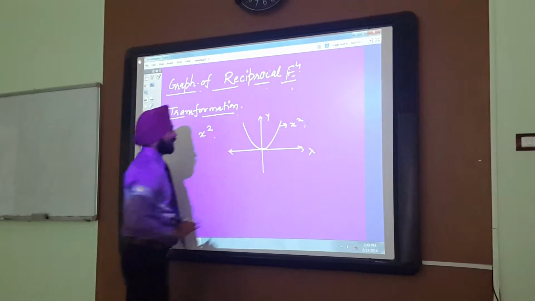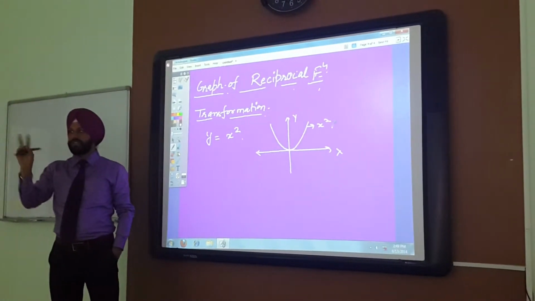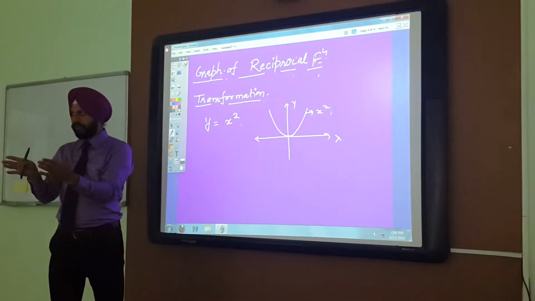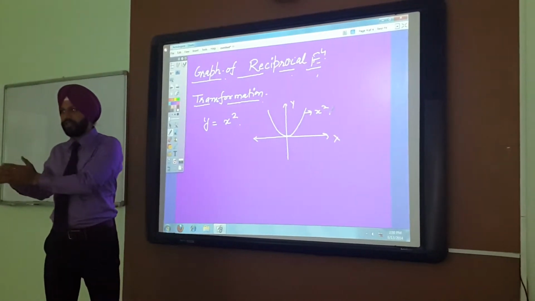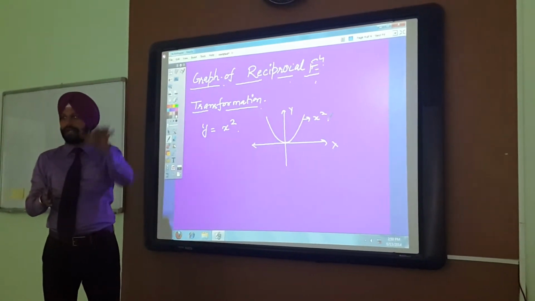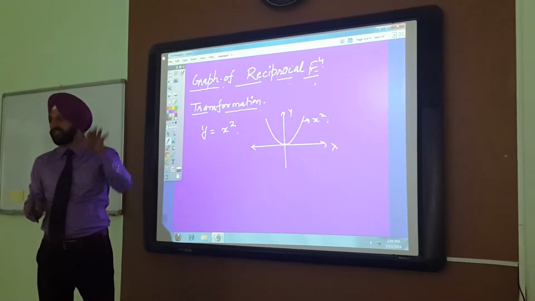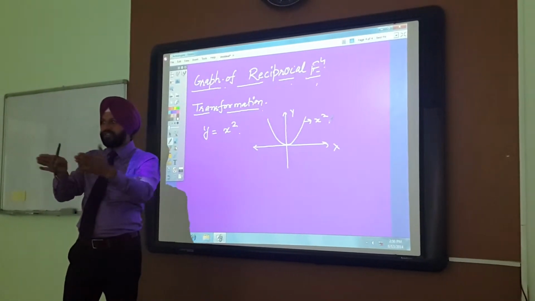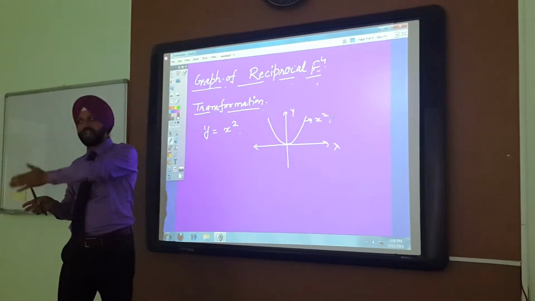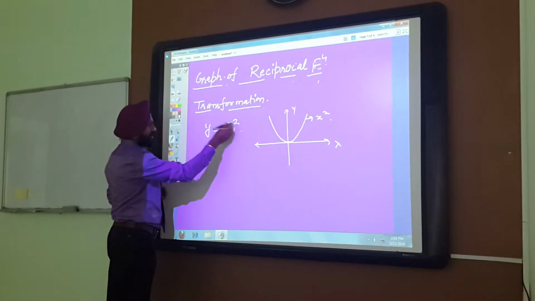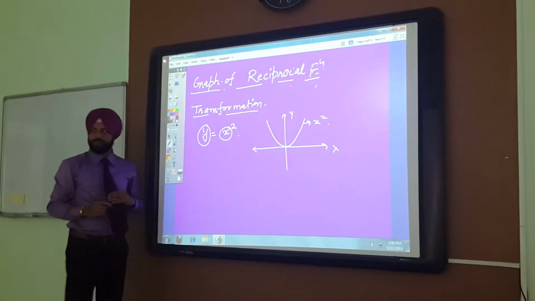Okay. Now there are two types of transformations. One is horizontal stretch, okay, shifting of origin. Second thing, vertical stretch. When the curve will go up and down, so that is called vertical stretch. Okay, and first thing was horizontal stretch. When the curve will go left side or right side. So there are two things. One is x and second is y.